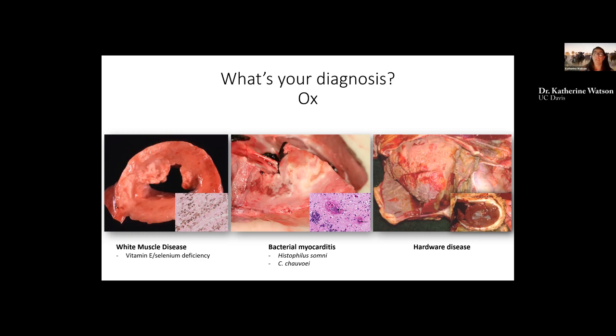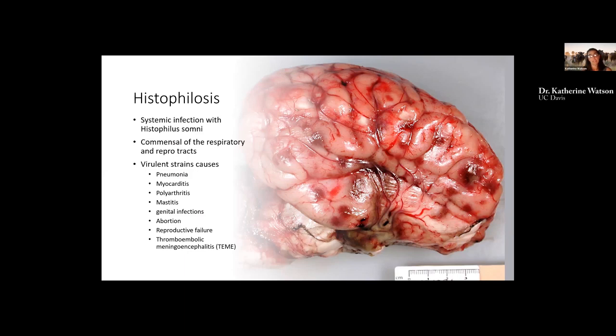One of the ways that this is prevented now is by feeding magnets to cattle in order to get all of those metal pieces oriented in the same direction, in hopes that they won't poke through and cause disease. But we still do see that disease.